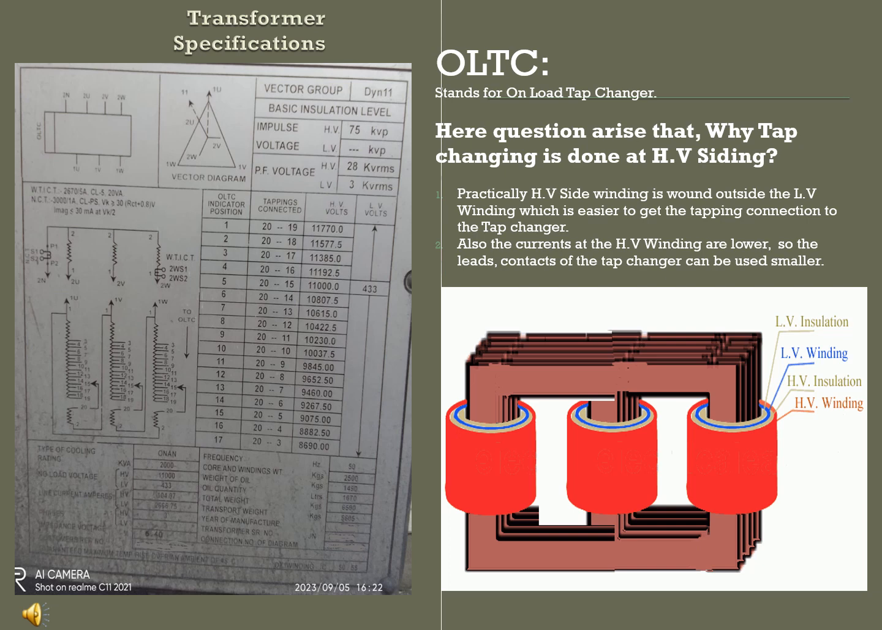Also, the HV side winding current is very low, so the leads, contacts and other equipment required for the tap changer can be very small. Please look into the diagram very closely, how the HV winding is wound outside the LV winding.